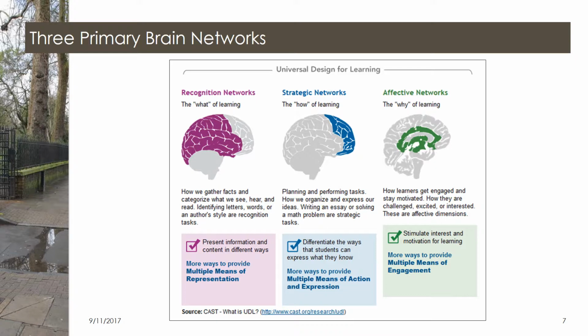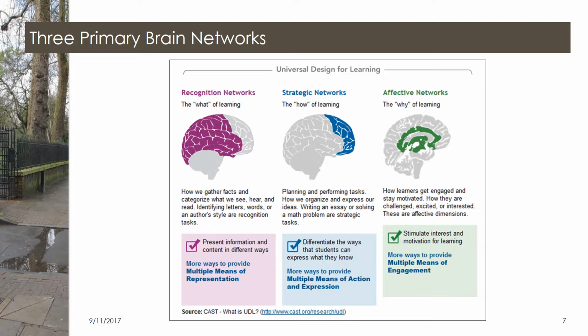Strategic networks are the how of learning. They cover how we plan and perform tasks, how we organize and express our ideas. Writing an essay or solving a math problem are strategic tasks. To address strategic tasks, we differentiate the ways in which students can express what they know. This is covered by multiple means of action and expression.